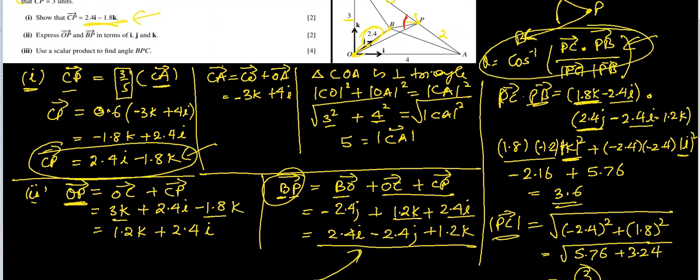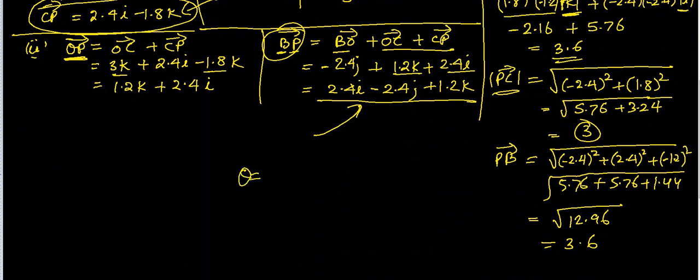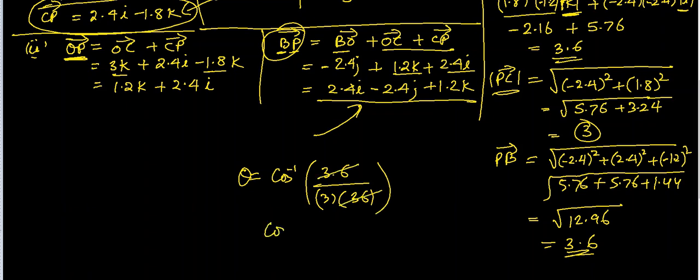Let's put everything into the formula now. The angle will be cos inverse of PB dot PC, which was 3.6, over the magnitude of PC, which was 3, and the magnitude of PB, which came out as 3.6 again. They cancel out. So cos inverse 1/3. And if I put this in my calculator, the answer will be 70.52 degrees. This is the angle between the two vectors.